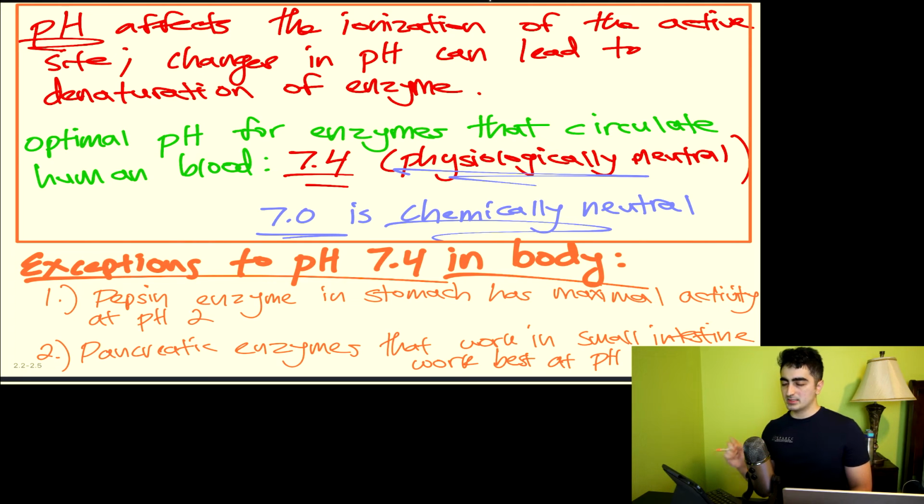So there's a difference between physiological neutral, which is in our body, and chemically neutral, which is when we talk about chemistry, we have 7 as the neutral pH. But in our body, 7.4 is physiologically neutral. So when you think of chemistry, think of 7 as chemically neutral. But when you think of biochemistry, biology, the human body, think of 7.4 as the pH that is physiologically neutral.